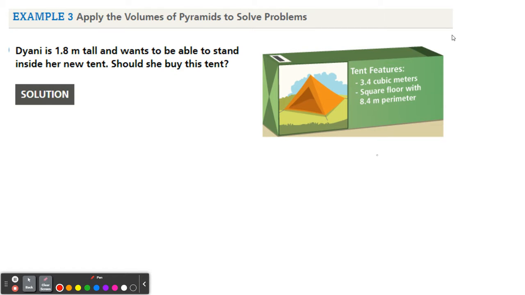So we have a tent here, 3.4 cubic meters, with a square floor with an 8.4 meter perimeter. The idea here is that this is a square pyramid. We have a square down here, and the volume is 3.4 cubic meters. This square floor has a perimeter of 8.4 meters.